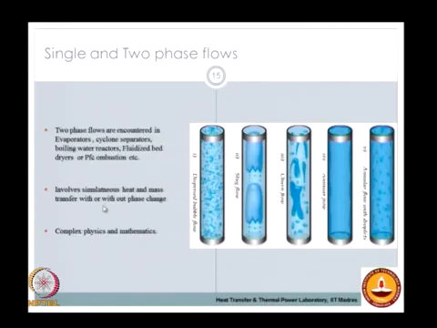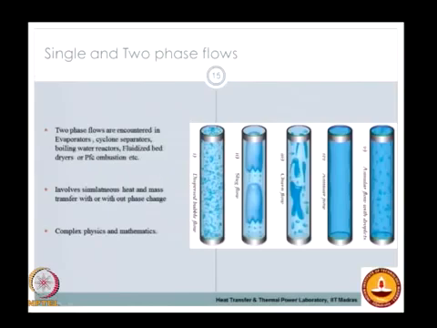You can also classify your heat transfer depending on whether you are looking at only single phase or multi-phase problems. So in this course we will be focusing primarily on single phase heat transfer. However, you should also be aware that in most cases two phase flows are very important, and two phase heat transfer itself is a separate subject course by itself.